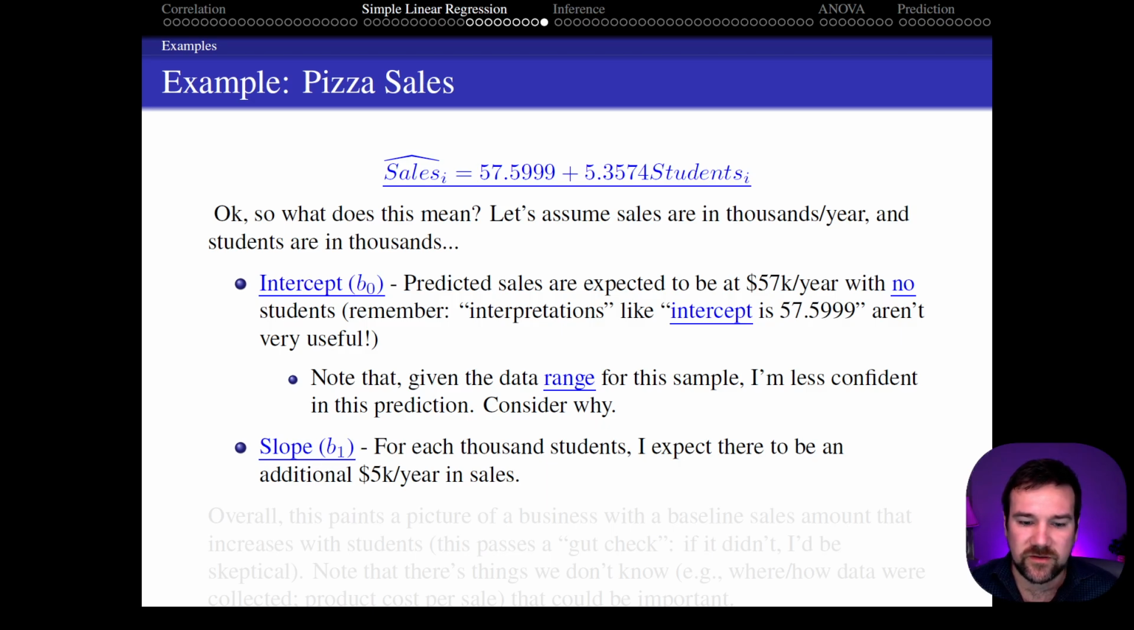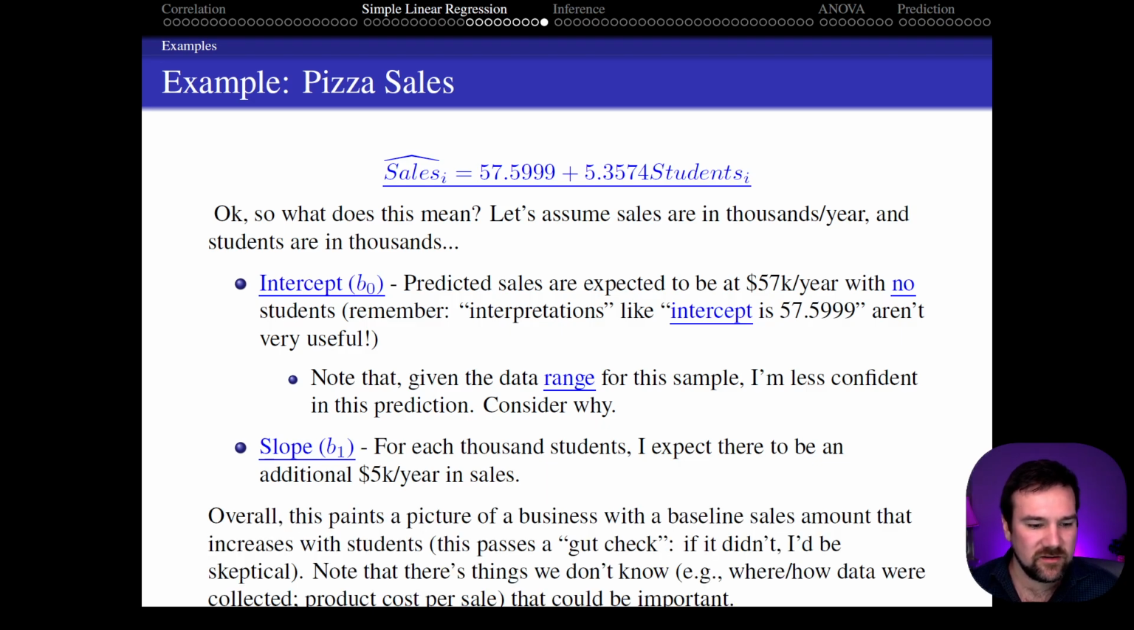All right, so for the slope, this is the 5.3574. This indicates that for each additional 1,000 students, that is for each unit of X, I expect, on average, or I predict, that there will be an additional $5,000 per year in sales. And again, what's that number? 5,357. This is a guess. It's not wrong. It's my point estimate. It's my best guess. There's a range around that we'll discuss later.